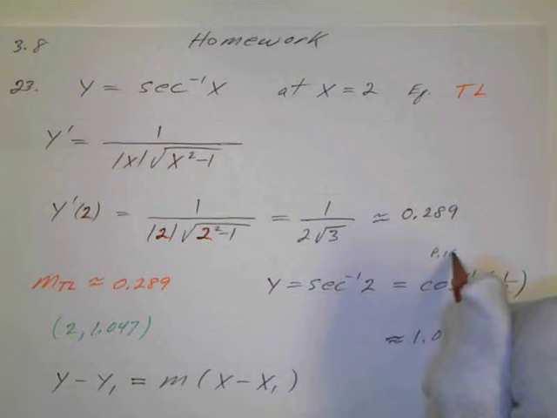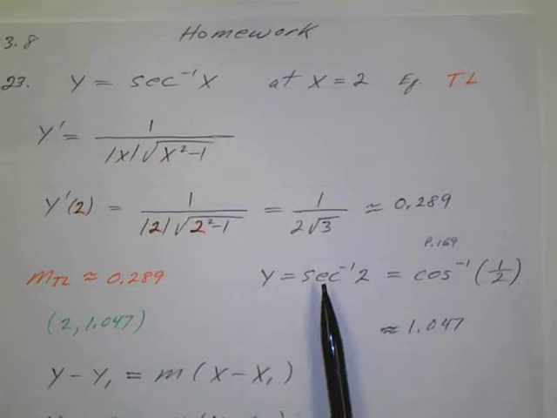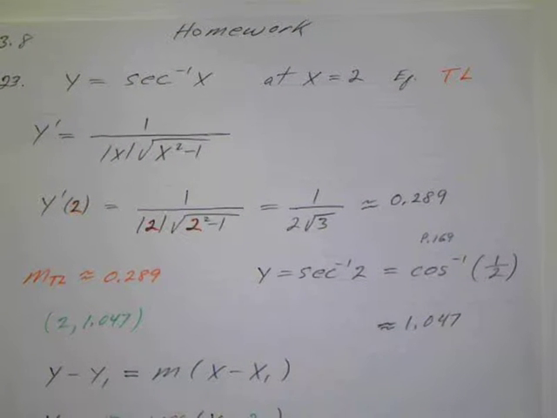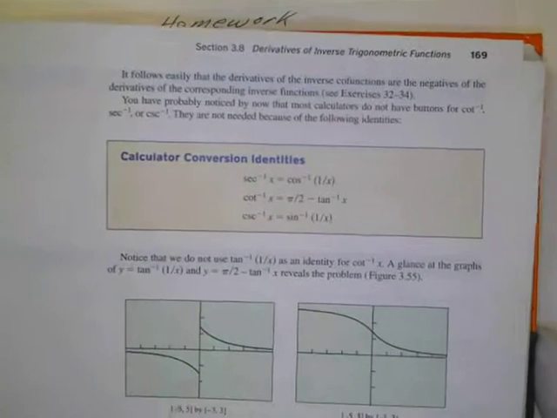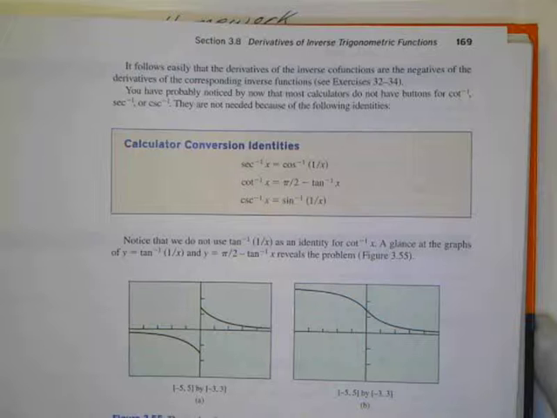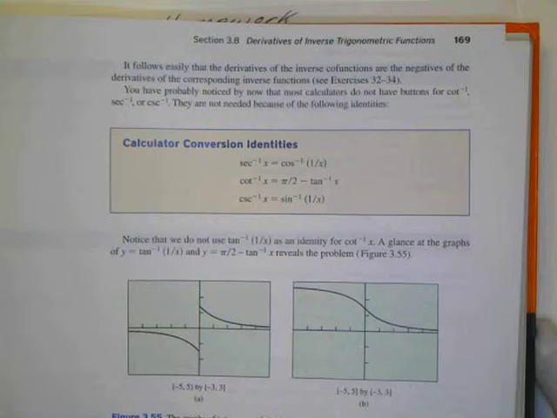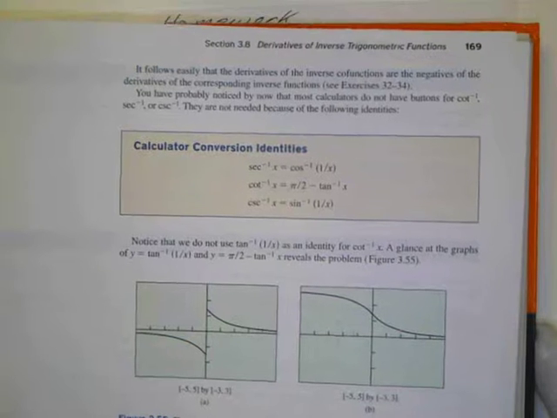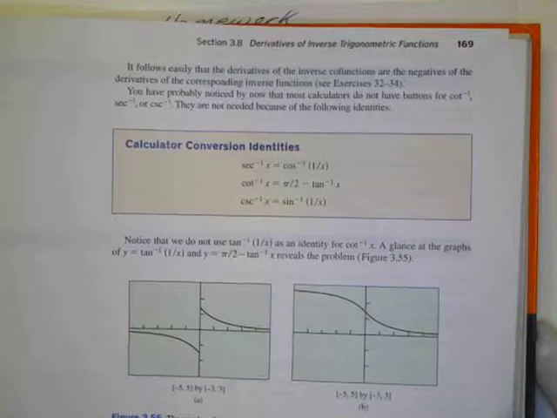Page 169. They give you those calculator conversion identities, and you can see these right over here. I'll just show you this right now so you can see that. So those are those identities, and that tells you that the inverse secant of x equals the inverse cosine of 1 over x, so we have to take the reciprocal. We don't have an inverse secant on the calculator, so we have to use these identities when we're looking these up. And the inverse cotangent is the tricky one, so make sure you take a look at those.